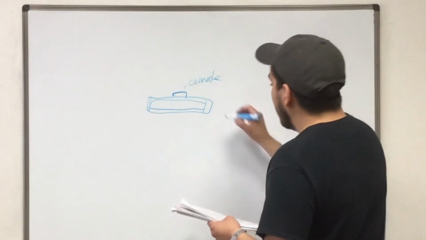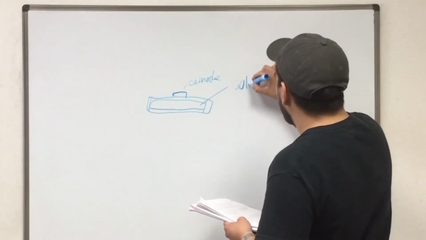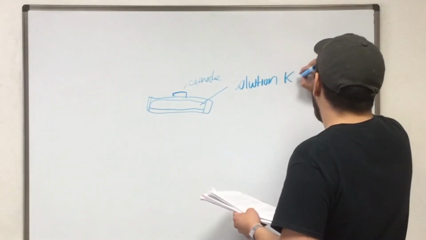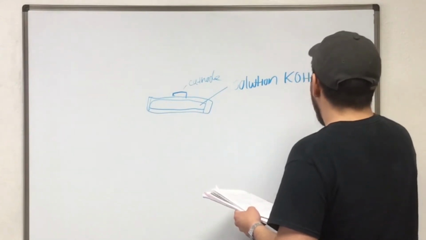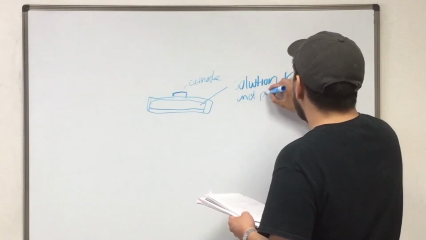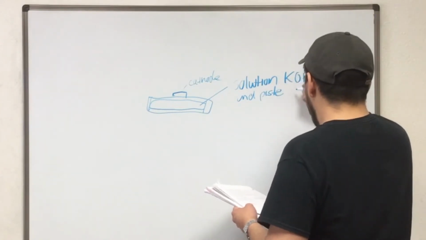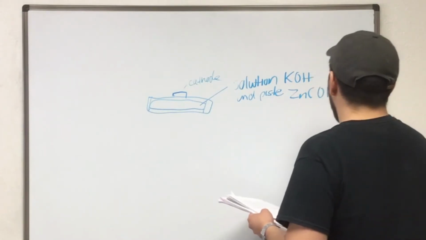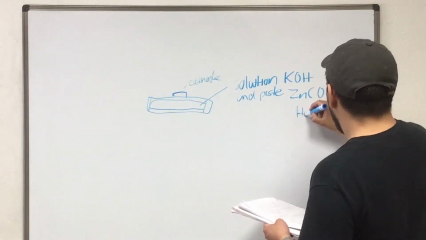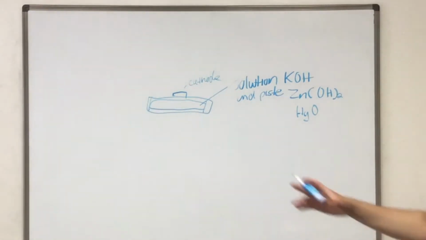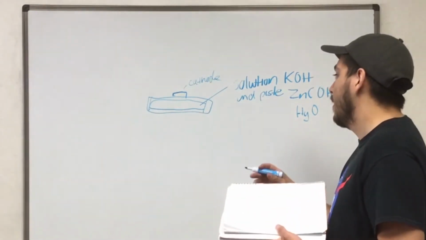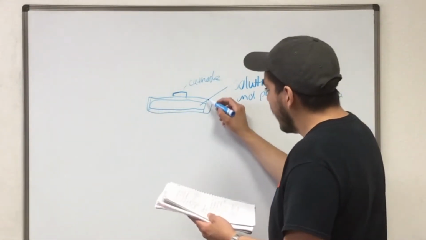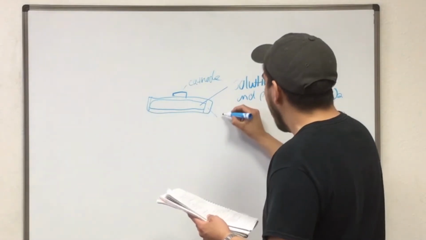Okay, so inside is a solution. Okay, it's a solution of KOH and a paste of Zn(OH)2. Okay, and also a combination of HgO. Okay, so this paste has a combination of various compounds that go ahead and interact with the zinc on the side. So this one is the anode.